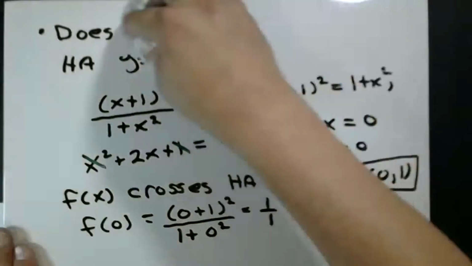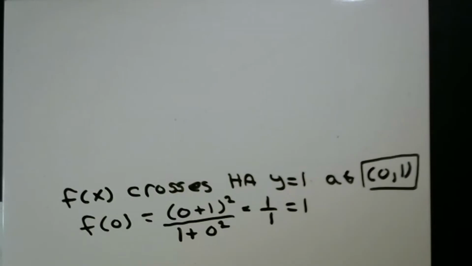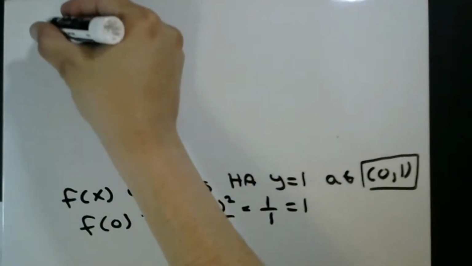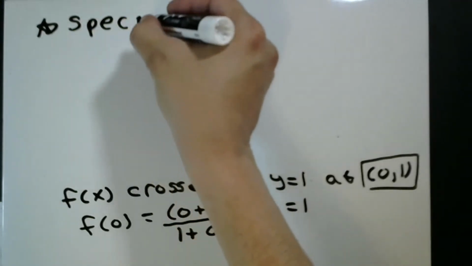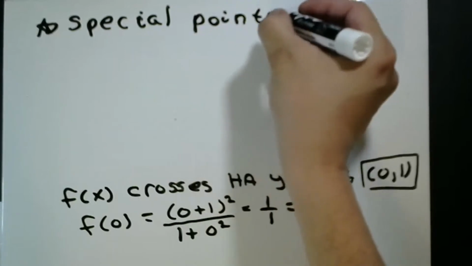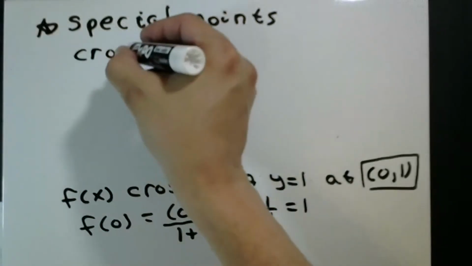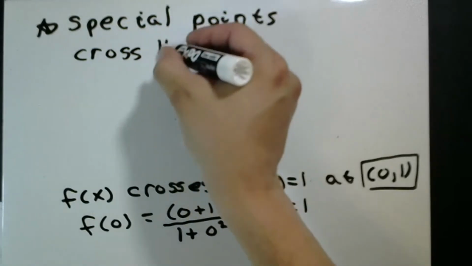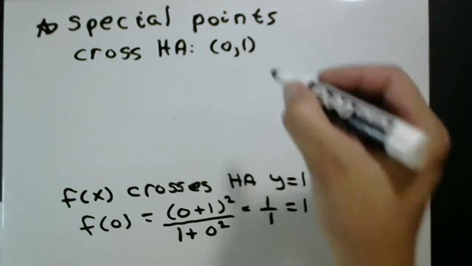So this brings us to the discussion of special points. This is sort of the last thing we're going to do to study this function before we graph it. So special points. So let's find out. We know that we cross the horizontal asymptote at (0, 1).